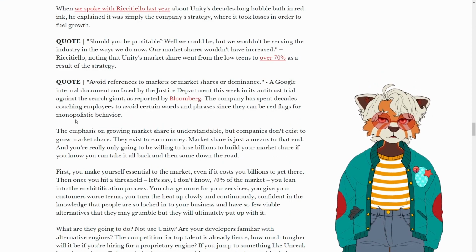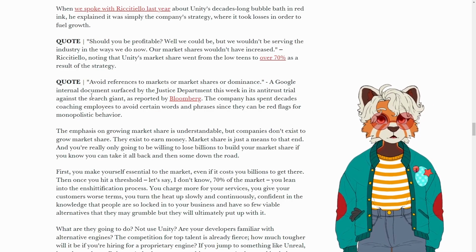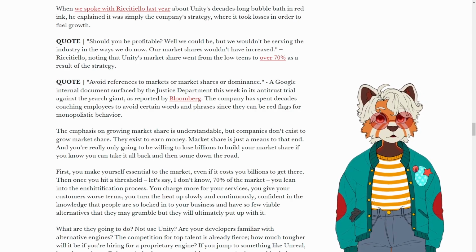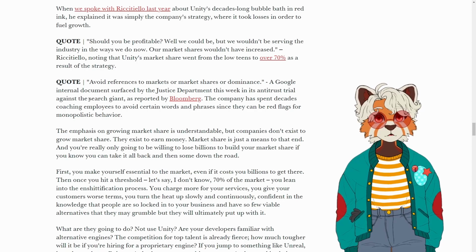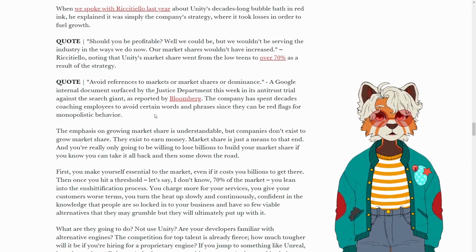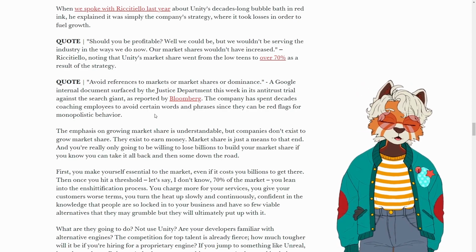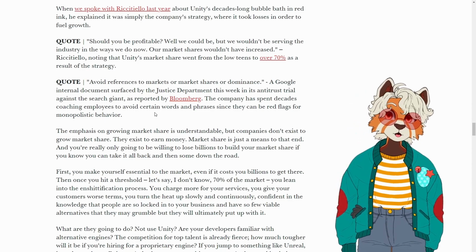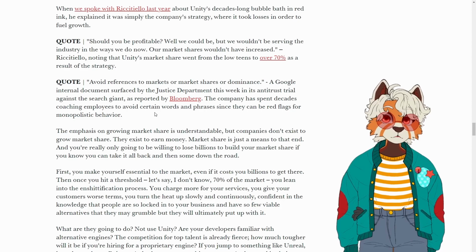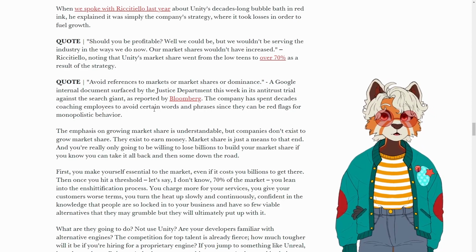Quote, "Avoid references to markets or market shares or dominance," end quote. A Google internal document surfaced by the Justice Department this week in its antitrust trial against the search giant, as reported by Bloomberg. The company has spent decades coaching employees to avoid certain words and phrases since they can be red flags for monopolistic behavior. And now to put our business caps on here, the emphasis on growing market share is understandable, but companies don't exist to grow market share, they exist to earn money. Market share is just a means to that end.